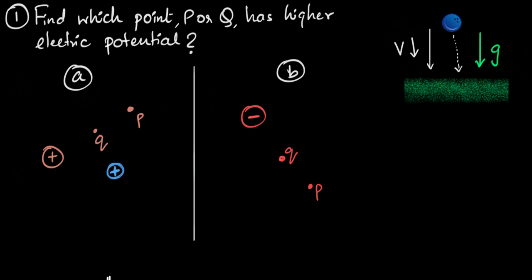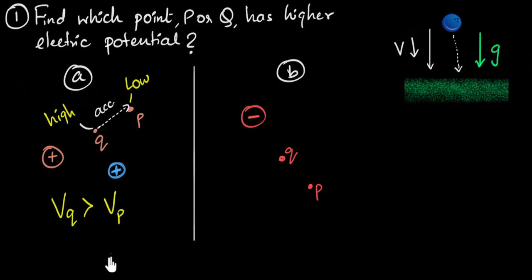So that means, and let me write that over here, if I keep this positive charge over here, it will accelerate in that direction. Meaning it should pick up kinetic energy in that direction, meaning it should lose potential energy in that direction. And therefore I know that this must be high potential. Let me just write that over. This is high potential and this side should be low potential. So over here, the potential of Q should be higher than the potential of P.